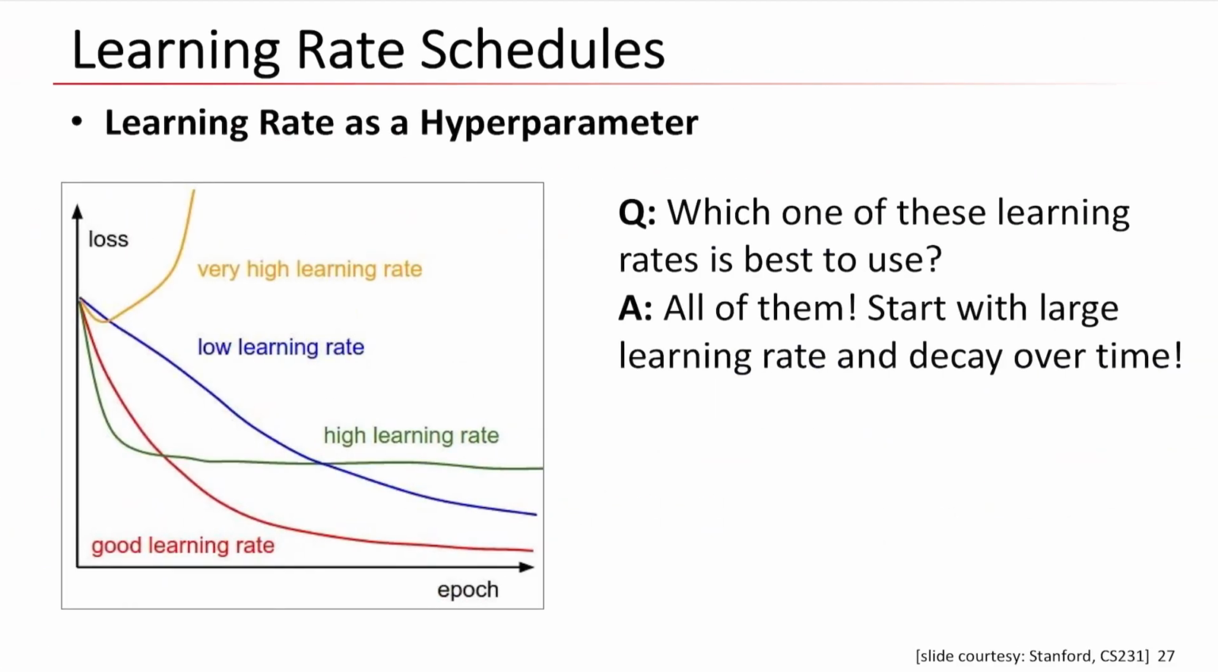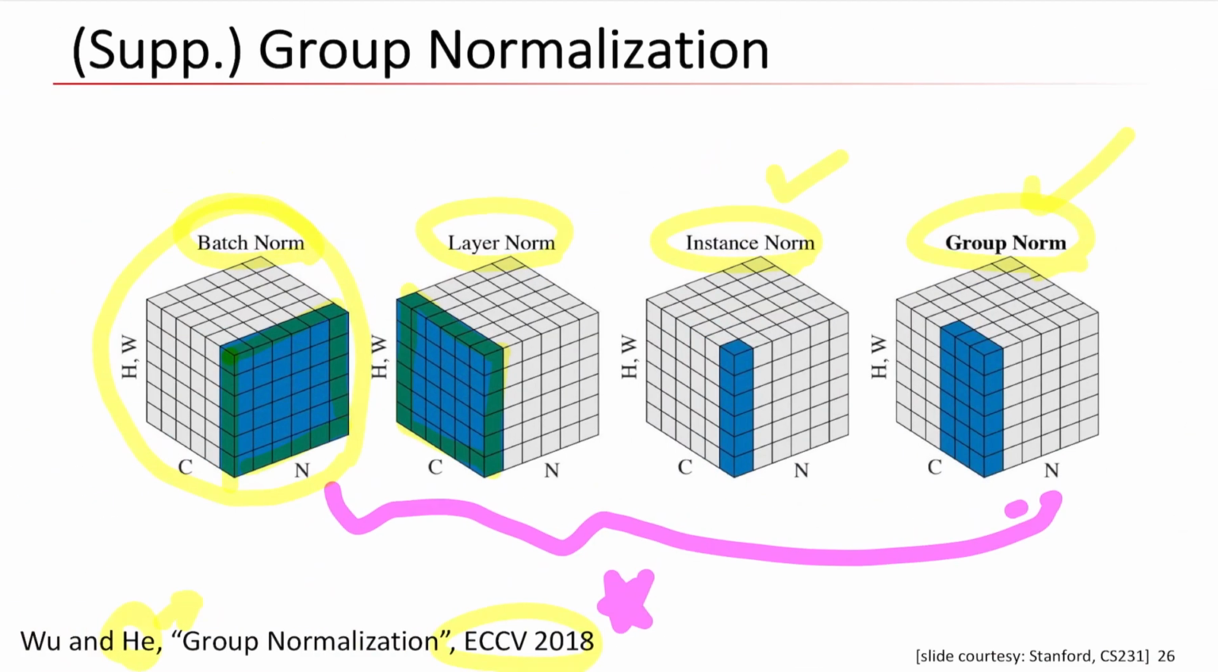Okay. So yeah, this is the end of batch normalization. Then we will see other techniques to stabilize our training procedure. Okay.